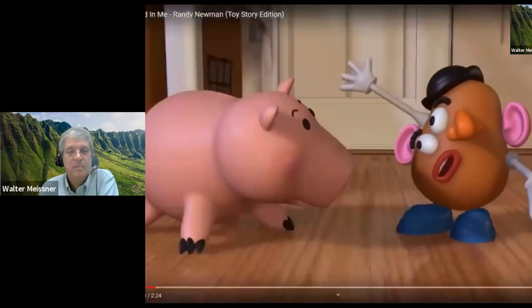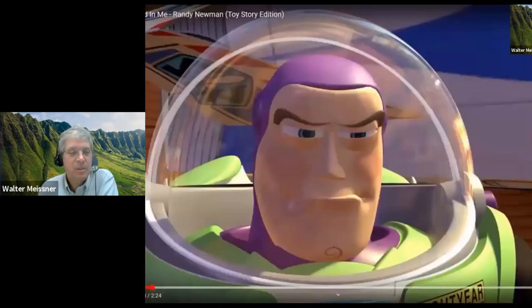Now, it also turns out that Don Rickles voiced Mr. Potato Head. So I'm going to back it up just a little bit because he did basically a Don Rickles scene here.